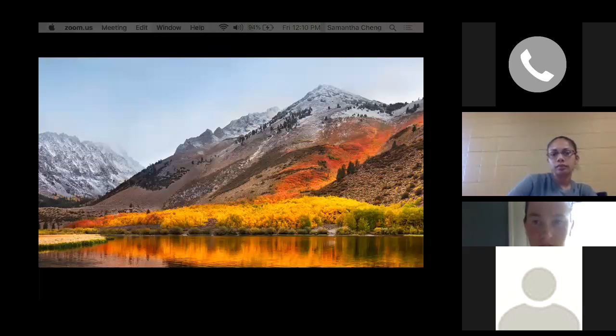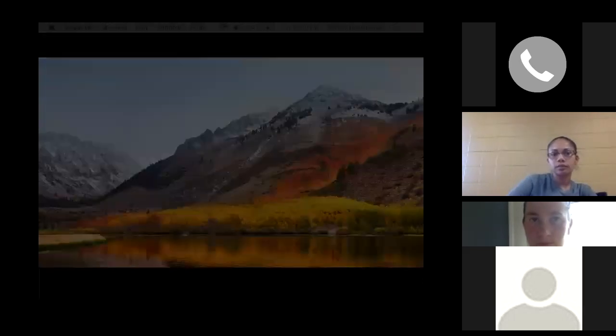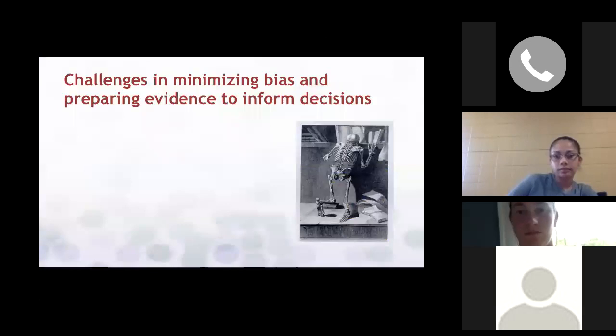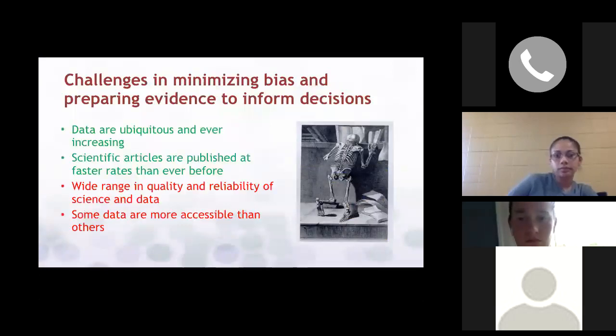All right, so let me play this. Okay. So I'll be honest, this is a wholesale borrow from the Collaboration for Environmental Evidence training materials. So you'll see a lot of that symbol there. So let me just go through all that.